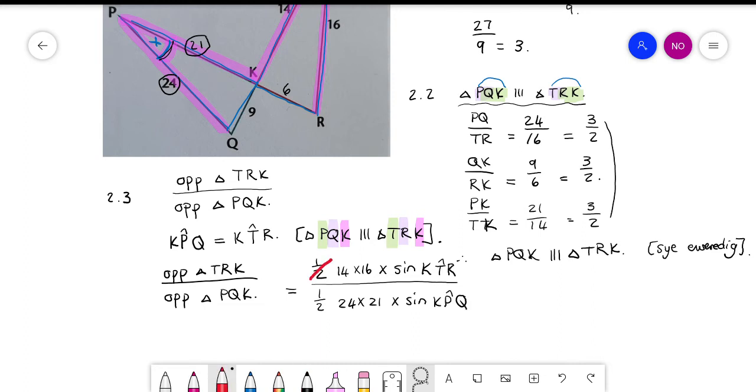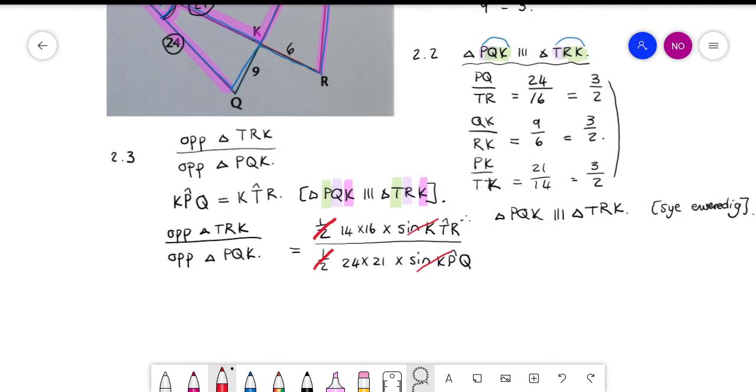Okay, nou stem julle saam, ek kan die half en die half uitkanselleer. En omdat hierdie twee hoeke gelyk is aan mekaar, because those two angles are equal to one another, I can simplify it like that as well. Julle by? And that just leaves you with 14 times 16 over 24 times 21, which is nice and easy. Nope, that can't be right.